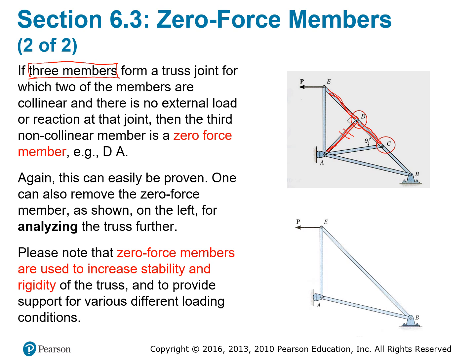So zero force members have 2 situations. And what about this one here? This one is collinear with this one, and this one is not collinear with them, so it will be a zero force member as well. So we can simplify this one to this case. You only have a big long member here, and these 2 are zero force members, and then you simplify this one to be 3 joints.